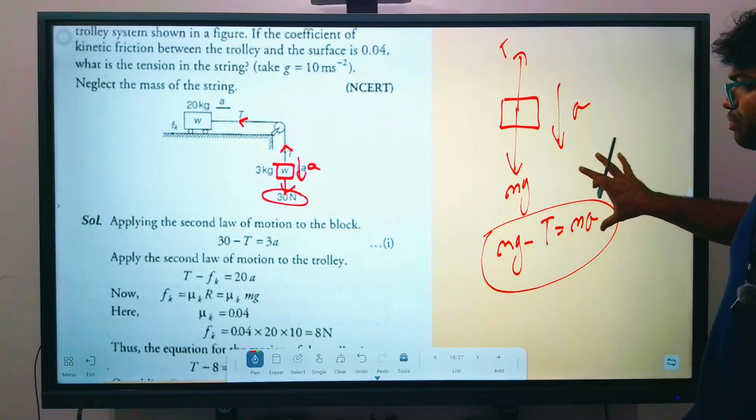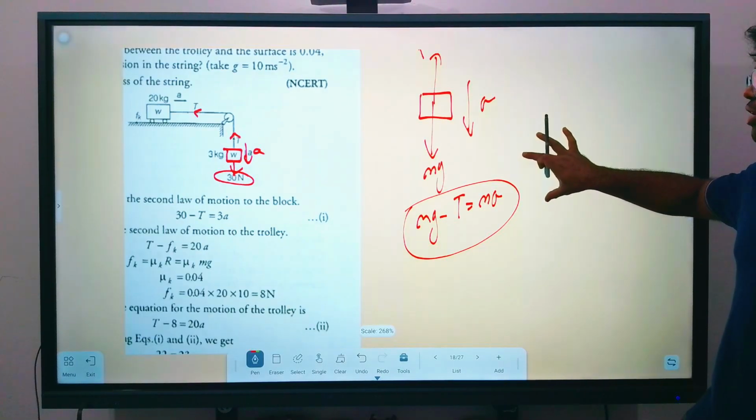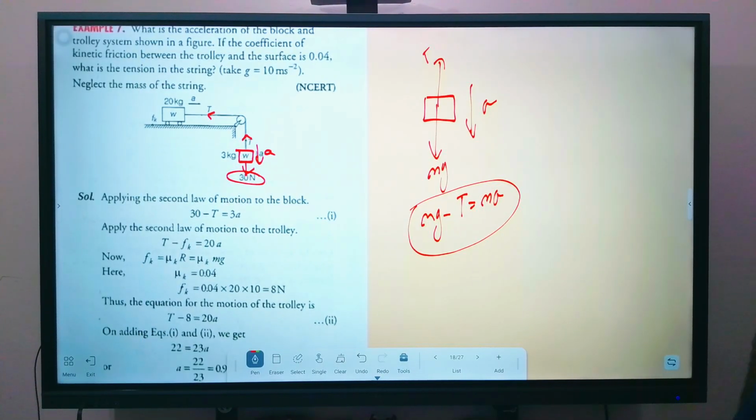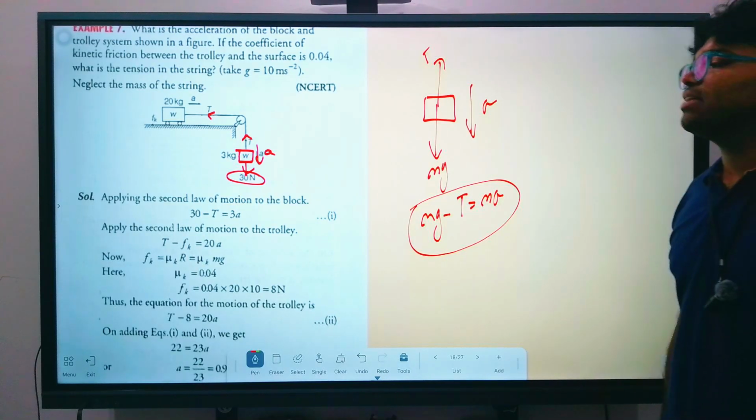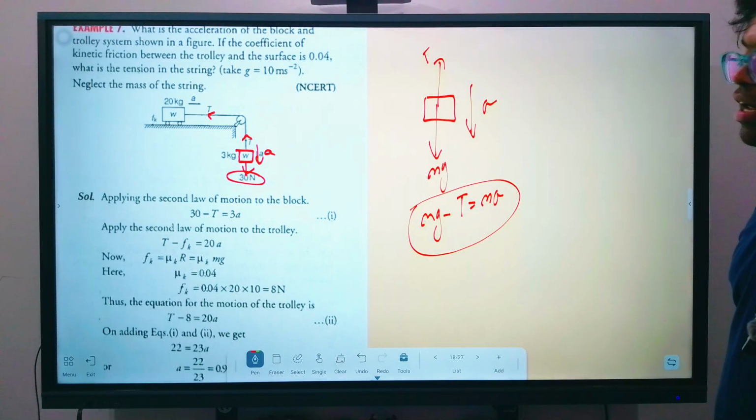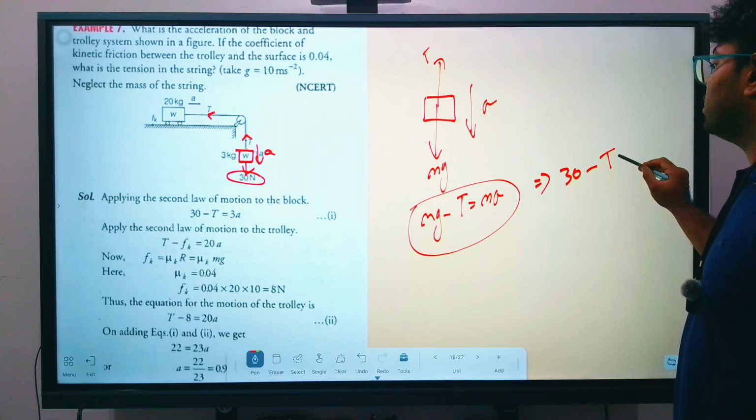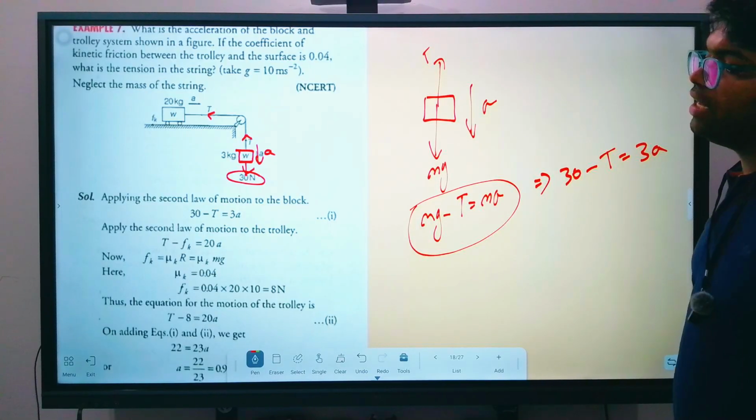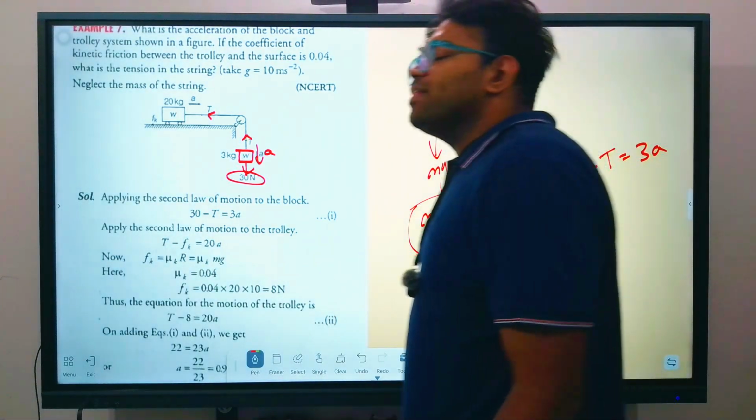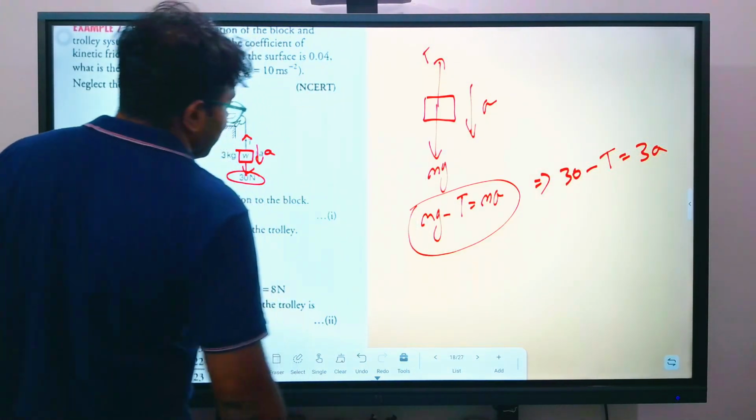Okay, so mg minus T is equal to ma. What do I have? I have the value of mg as 30 newtons, so I can write it as 30 minus T is equal to 3a. Now, applying the second law of motion on the trolley.